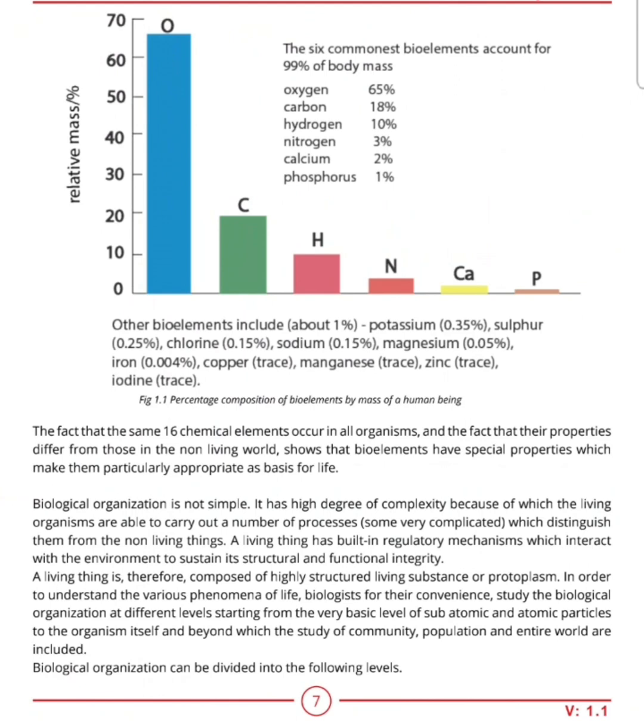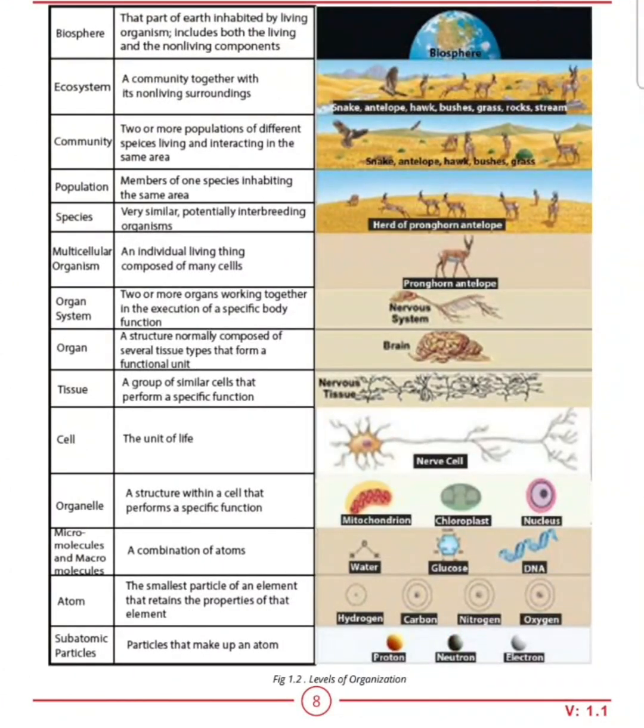In order to understand the various phenomena of life, biologists for their convenience study the biological organism at different stages or levels of organization. Starting from the very basic, that is subatomic particles and atomic particles, to the organism level, and beyond which the study of community, population and the entire world are included. So biological organization can be divided into the following levels. These are the different levels of organization, starting from the complex to the simple.